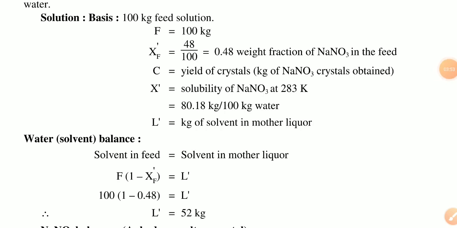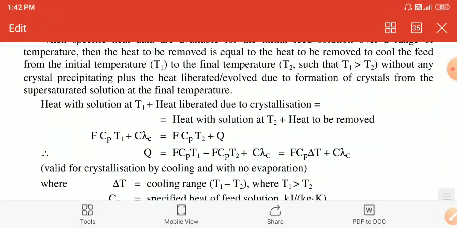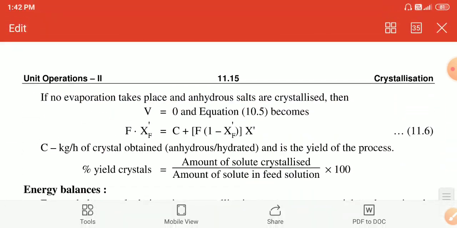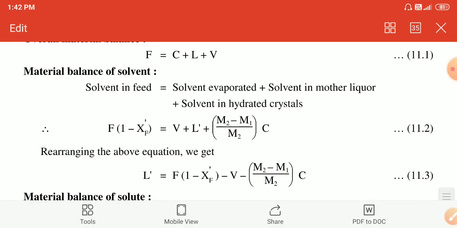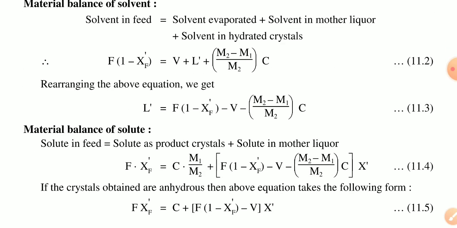Okay, for the water balance we have the equation: solvent in the feed is equal to solvent in the mother liquor. So F multiplied by (1 minus X'F) is equal to L', which we saw in the previous lecture. F is equal to C plus L plus V, and L' is equal to F in bracket 1 minus X'F.